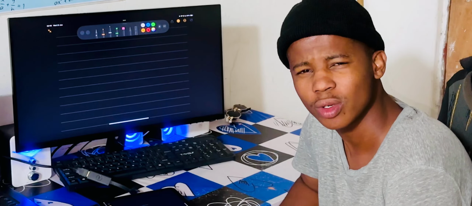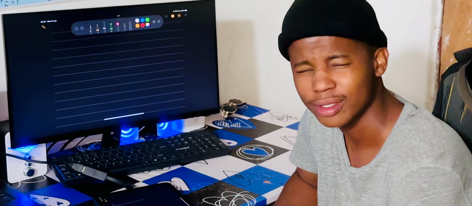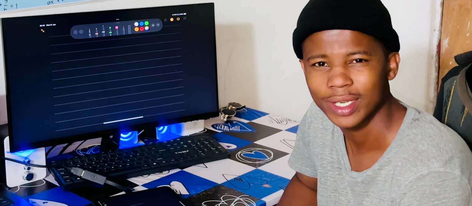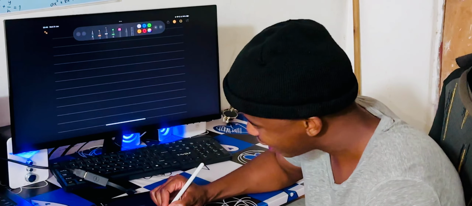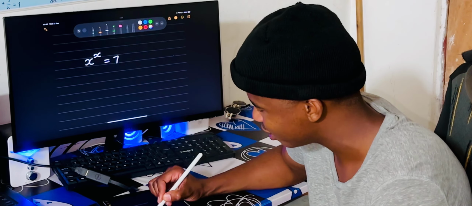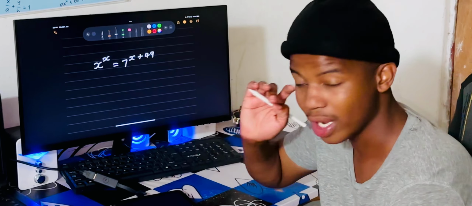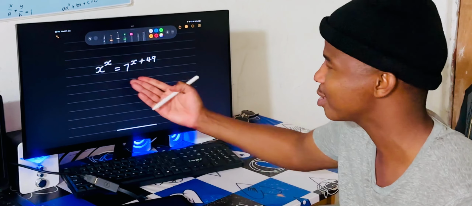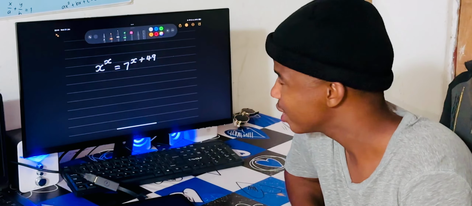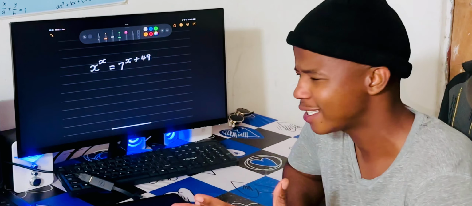Today we're going to be solving a very interesting equation that I came across when I was solving questions today. And it goes, x to the power of x is equal to 7 to the power of x plus 49. And we are asked to solve this beautiful equation. We need the value of x that will make the left-hand side equal to the right-hand side.